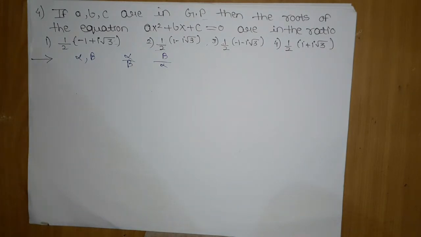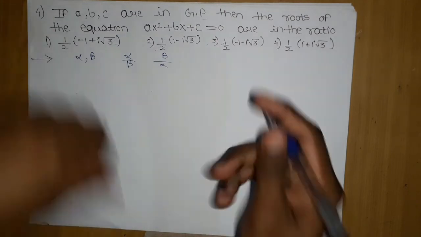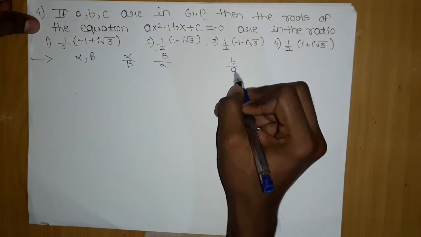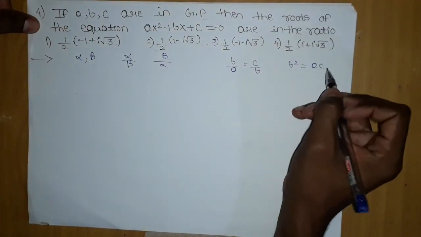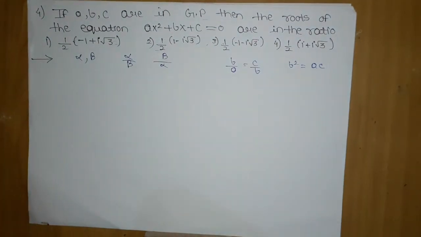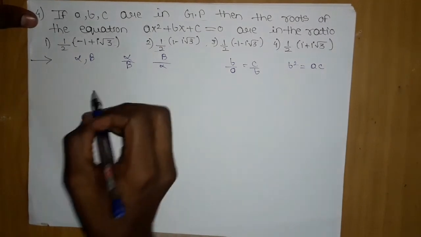Like in AP the difference is the same, in GP the ratio is the same. Okay, so let me use it. So b by a will be equal to c by b, and by this we will get b square equals ac. This is the basic thing of GP, and we don't use anything extra from GP, although you will see a lot of things in the sequence and series chapter, but for now this is the basic thing you should know.